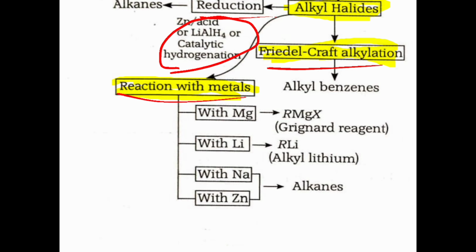When it reacts with a metal, suppose magnesium, we have already seen that an addition reaction occurs and Grignard's reagent is formed. When it reacts with lithium, alkyl lithium is formed. Its reaction with Na is the Wurtz reaction, and with Zn we have already seen this reaction before; the products are respectively alkanes.